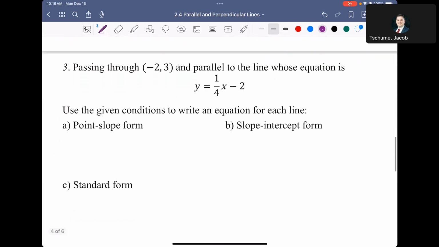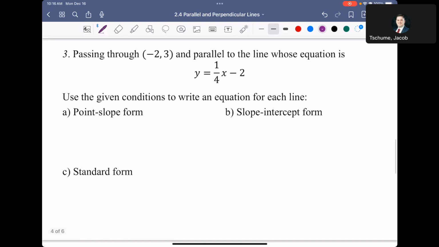All right, and so moving on to number 3, kind of moving more into writing our equations here. Number 3 says if you have a line passing through the point -2, 3, and is parallel to the line whose equation is y equals 1/4 x minus 2, I want you to use the given conditions to write the equation of your line in all 3 forms that we've learned: point slope, slope intercept, and standard form.